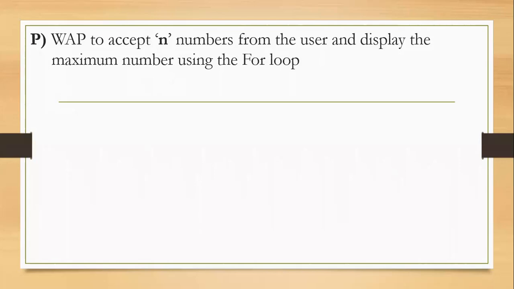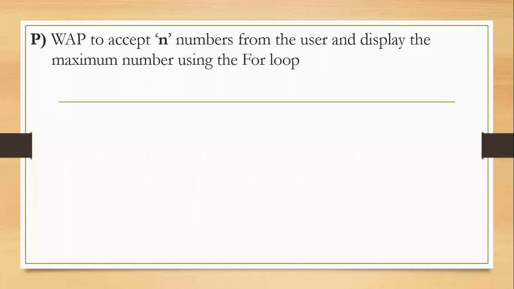Today we will see the next program using for loop. The question is: you have to accept n numbers from the user and display the maximum number using for loop. Means you will first accept a particular limit, so it can be 3, 4, or 5. Once you accept that number, you will go on accepting that many different numbers from the user, and you have to display the maximum number from the given n numbers.